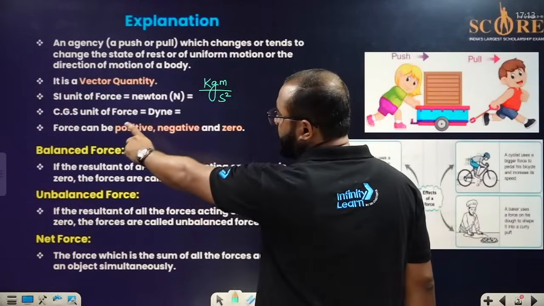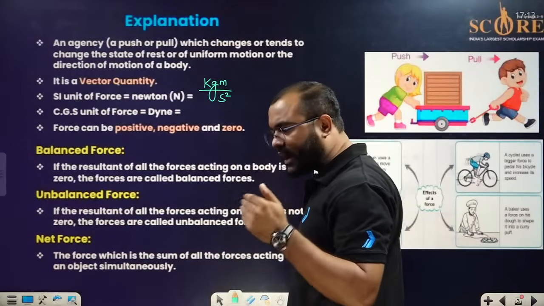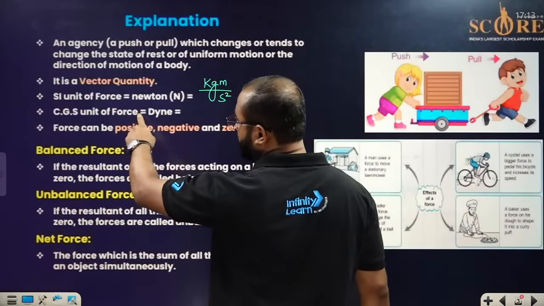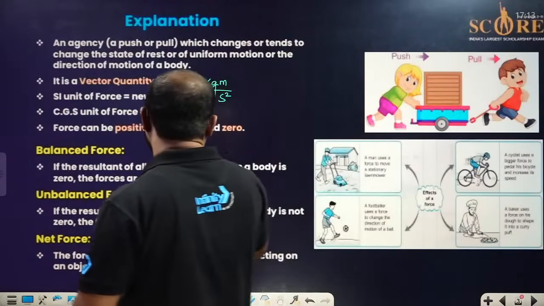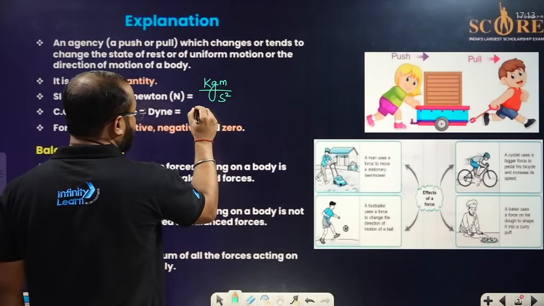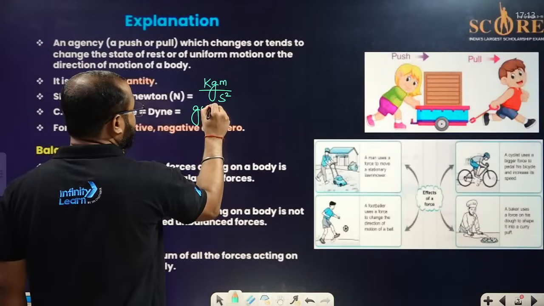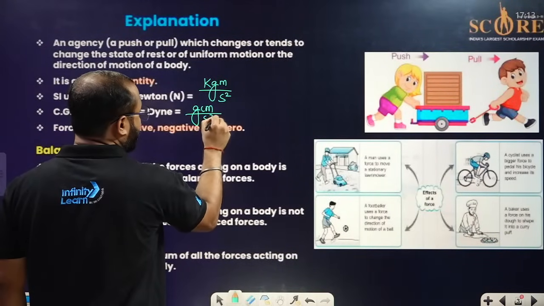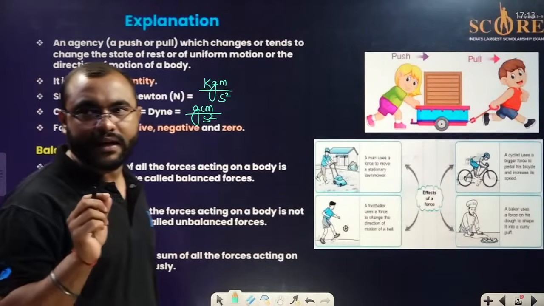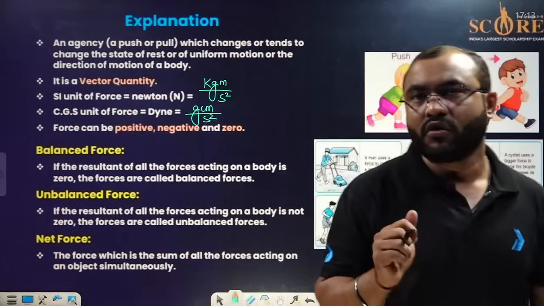SI unit. Then sometimes in a 1 mark question it may ask what is the CGS unit of force. The CGS unit of force is gram centimeter per second square, which is called dyne, everyone. D-Y-N-E. That is the CGS unit of force.